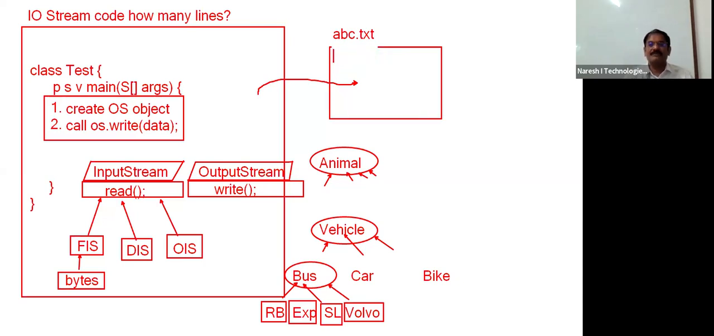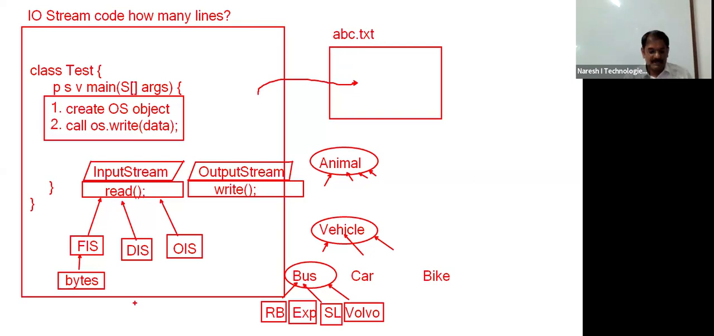Suppose inside my file abc.txt, I am typing 10. Now tell me, if I use the file input stream class for reading this 10 into the program, can you read 10 as 10? No, you cannot. You can read only as what? 1 and then 0. Why? File input stream reads byte by byte, not complete data at a time. First byte 1, second byte 0.